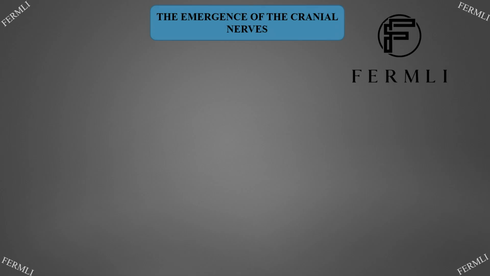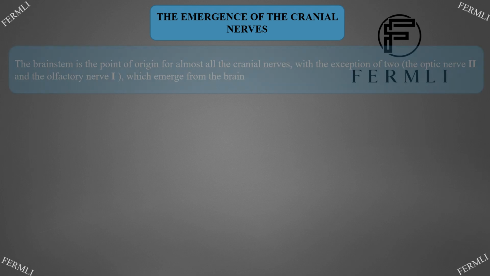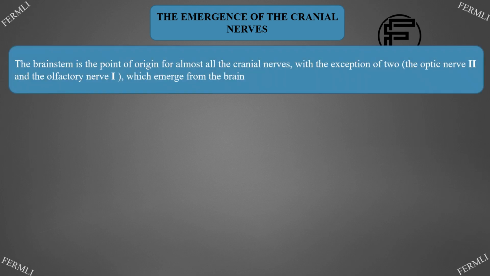The emergence of the cranial nerves. The brainstem is the point of origin for almost all the cranial nerves, with the exception of two, the optic nerve II and the olfactory nerve I, which emerge from the brain.